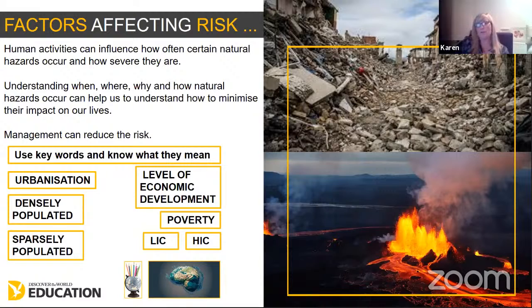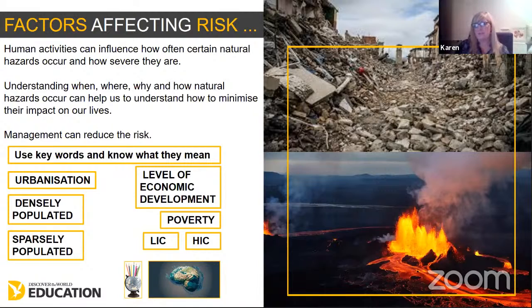When you're thinking like a geographer, consider things like the infrastructure, the emergency response, the monitoring, the prediction, the healthcare, the money. A question could be, could Japan cope with an earthquake better than Haiti? Why do you think that? Can you start suggesting reasons why? So you might want to think about, is it densely or sparsely populated? What is the level of economic development? Are there lots of areas suffering from poverty? Is it a low-income country or is it a high-income country?